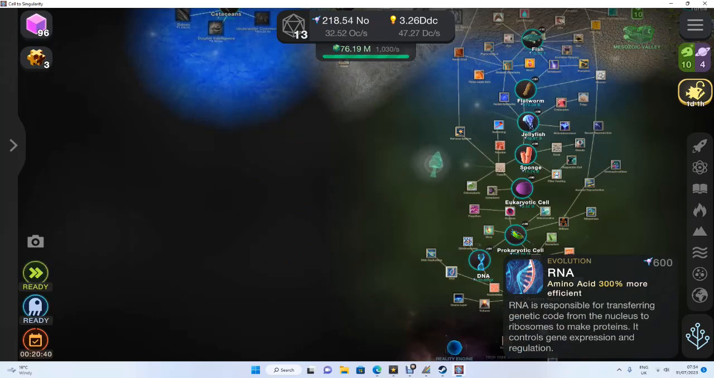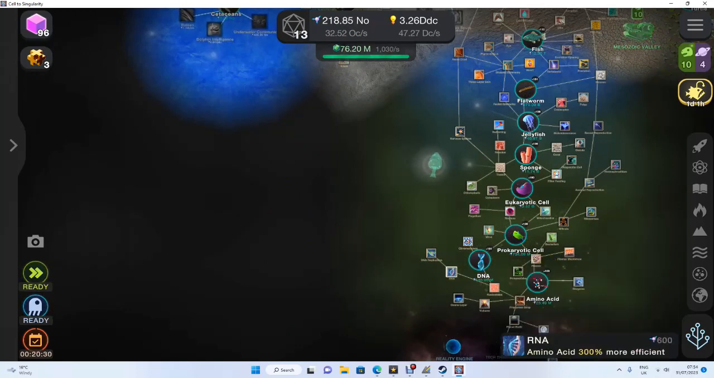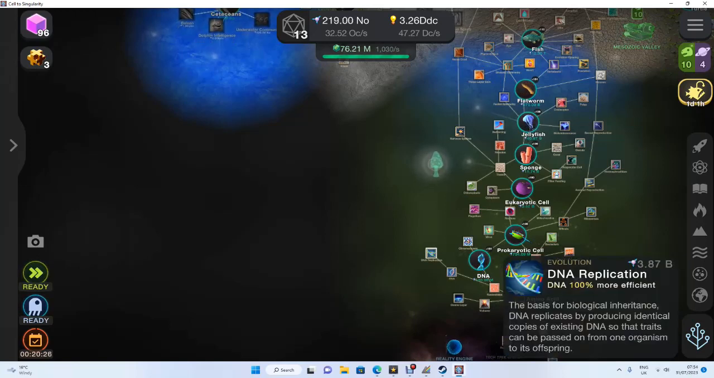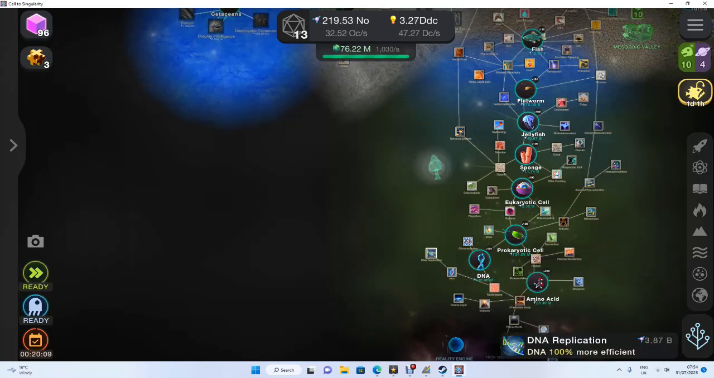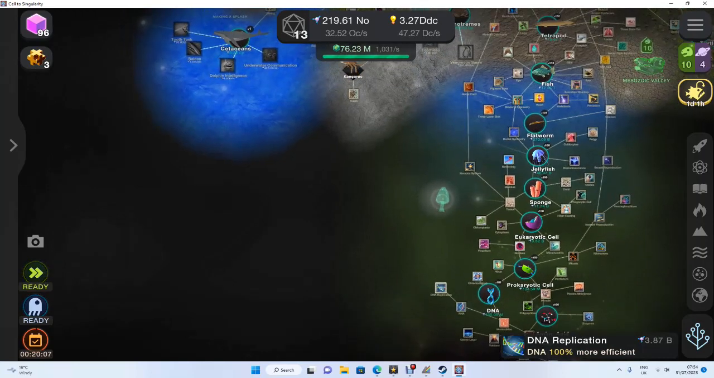RNA is responsible for transferring genetic code from the nucleus to ribosomes to make proteins. It controls gene expression and regulation. And DNA replication is just over here. The basis for biological inheritance, DNA replicates by producing identical copies of existing DNA. No way. So that traits can be passed on from one organism to its offspring. Yeah, cool.